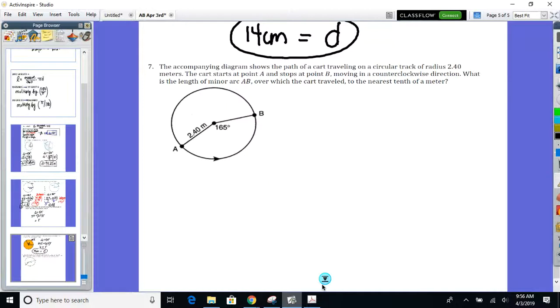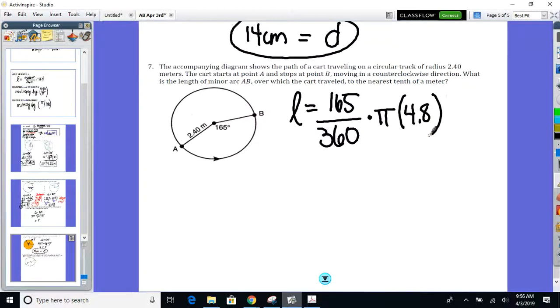How about we just do both? Why not? It'll satisfy everybody. You guys that want to plug in, all right, here you go. L equals 165 over 360 times pi. What's your diameter? Not 2.4, Fiona. 4.8. And then you guys go ahead and get after it. Nearest tenth of a meter.